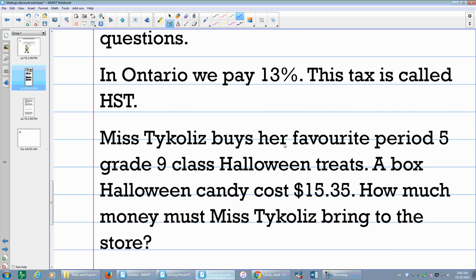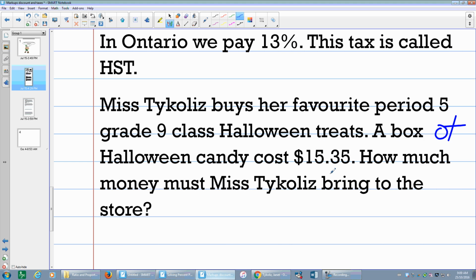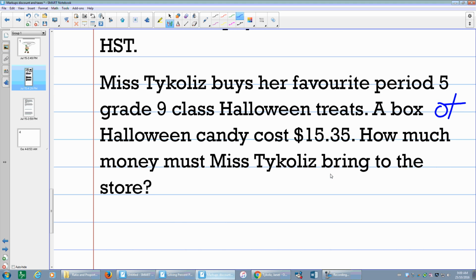So let's go through this example here. It says, Miss Tykalis buys her favorite period 5 grade 9 class Halloween treats. A box, I should say, of Halloween candy costs $15.35. How much money must Miss Tykalis bring to the store? Well, I can't bring just $15.35 because I'm going to get charged tax. What is the tax that I'm charged? 13%. So I write 13 over 100, and I'm going to change that to a decimal.